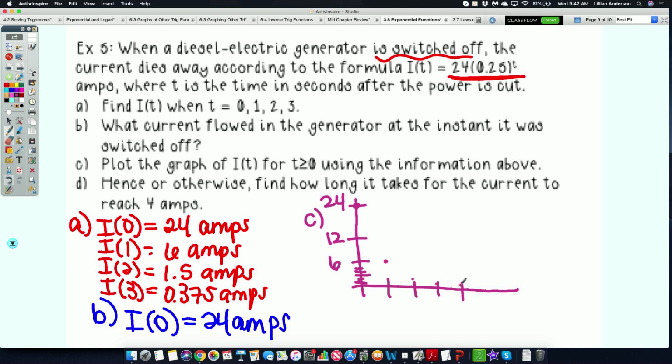What's my horizontal asymptote in this problem? 0. Was there any plus anything? Nope. So you should definitely make sure that it does not cross or touch your x-axis. What am I missing in my picture? You're missing what the labels of the x and y axis are. Very good. This one was amps, and the x-axis was seconds.